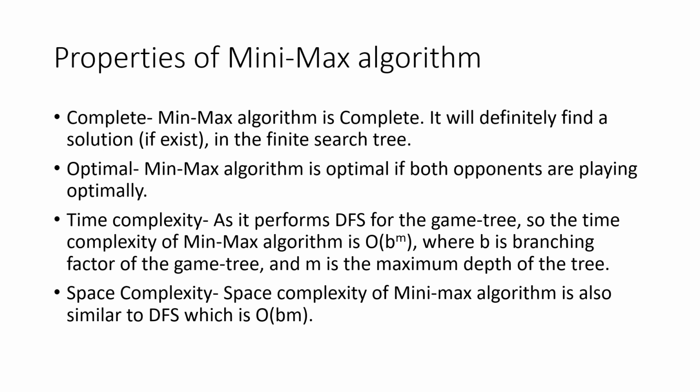Next point is time complexity. The time complexity is big O of b to the power m. b is the branching factor. m is the maximum depth of the game tree. Min-max performs a depth first search. It explores all the nodes in the game tree. So the total nodes will be b to the power m. This exponential growth is why min-max becomes impractical for large games like chess. So the time complexity of min-max is big O of b to the power m, where b is the branching factor and m is the maximum depth.